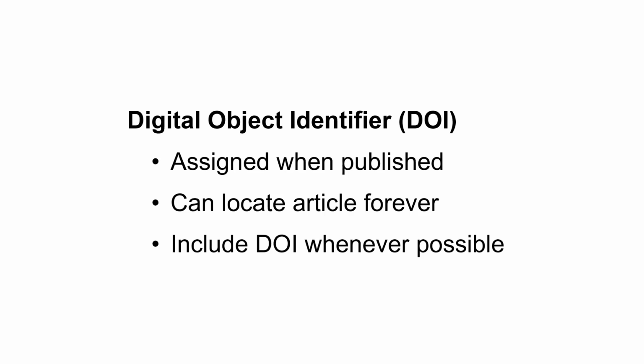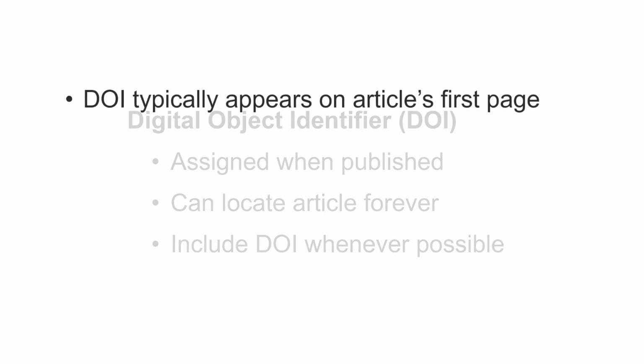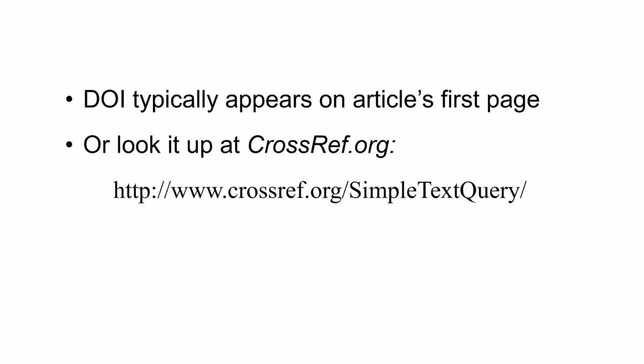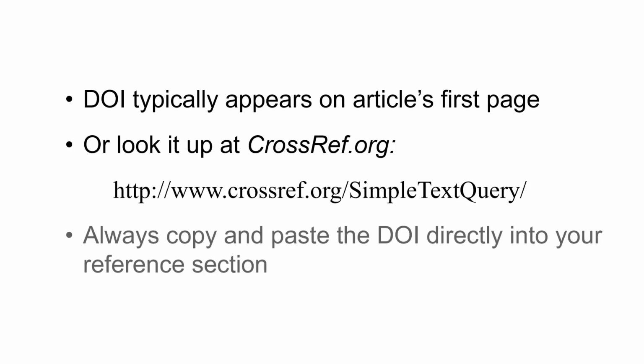Chapter 9 of my book on APA style gives detailed guidance on how to locate and report DOIs. For most articles published in academic journals, you'll find the DOI somewhere on the article's first page. If the article doesn't provide a DOI, you can look it up at the free website crossref.org. You'll find instructions for using crossref.org at the site itself as well as in my book. DOIs are long, so always copy from your source and paste them directly into your references section.